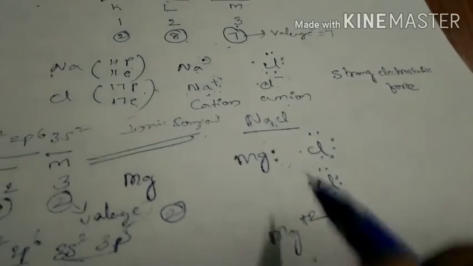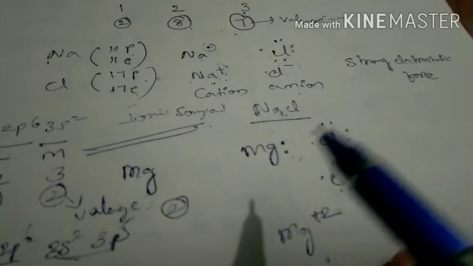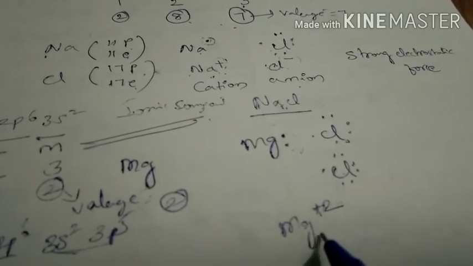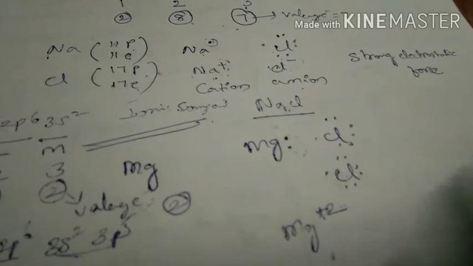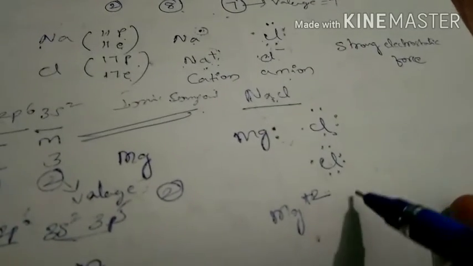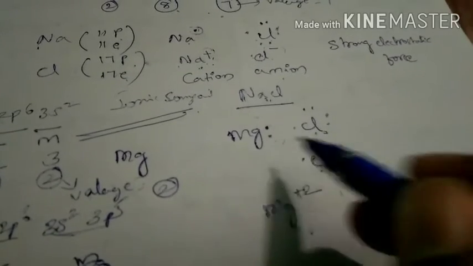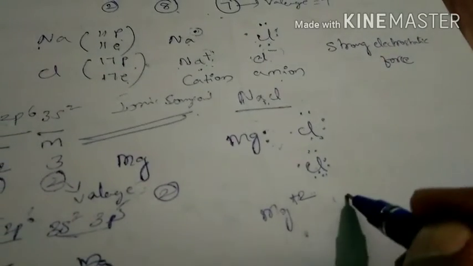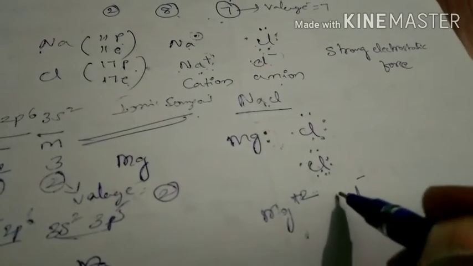Why does it become +2? Because it loses 2 electrons. Suppose it loses 3 electrons, then it requires +3. Suppose it loses 4 electrons, then it requires +4. So here, how many chlorine atoms? 2 chlorine atoms. These 2 chlorine atoms gain these 2 electrons. Then chlorine gains electrons, so it gains a negative charge.